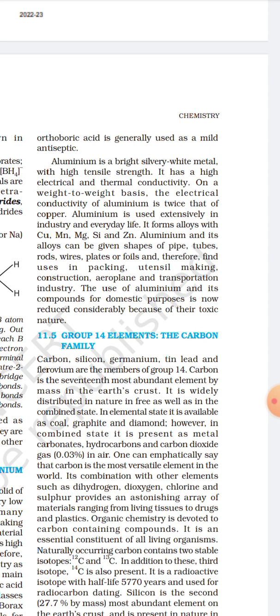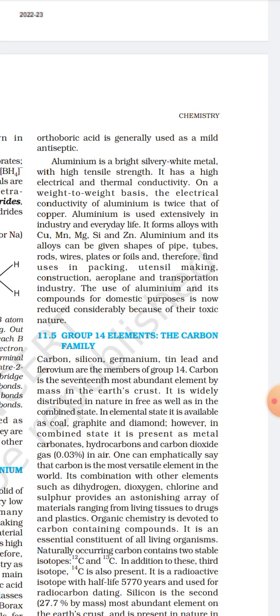Aluminium is a bright silvery-white metal with high tensile strength. It has a high electrical and thermal conductivity. On a weight-to-weight basis, the electrical conductivity of aluminium is twice that of copper. Aluminium is used extensively in industry and everyday life.